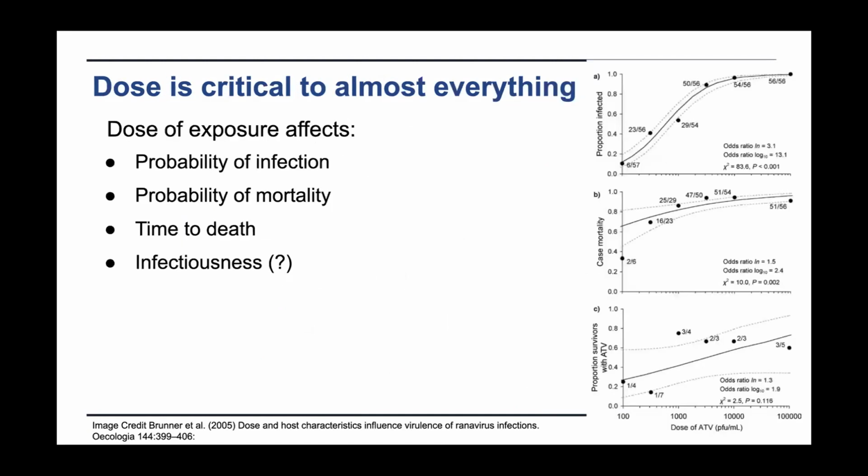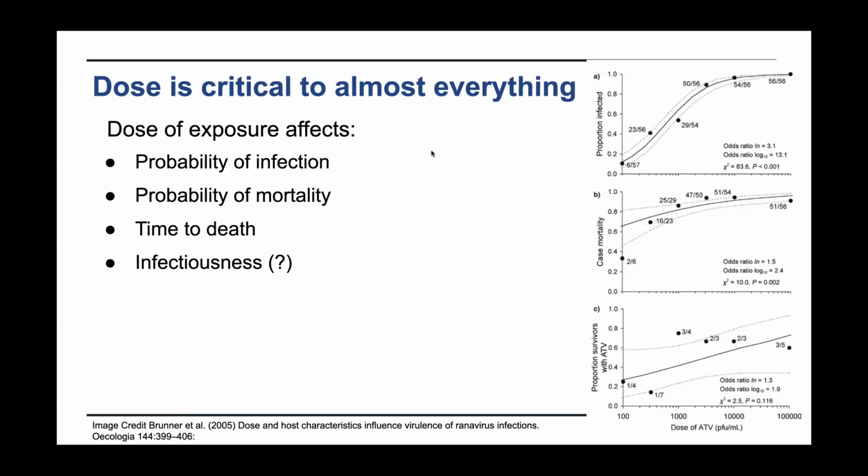Okay, so moving on, we're going to talk a lot about the ecology, especially things like transmission. One thing that we need to start with is just recognizing that the dose, the amount of virus to which an animal is exposed, is really critical for almost everything that happens. Dose affects very strongly the probability of infection. This is one of my own dose response studies from graduate school where I was exposing salamanders to increasing doses of ATV, and you'll see that the proportion infected increases as a function of dose, which is really, really common.